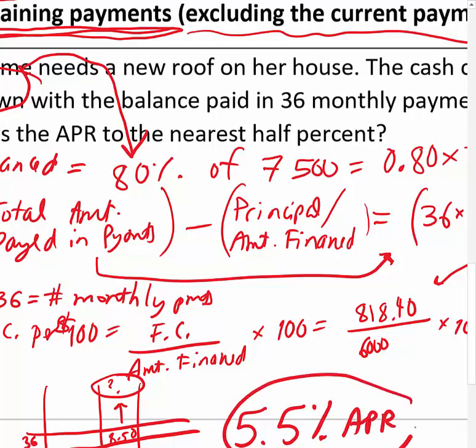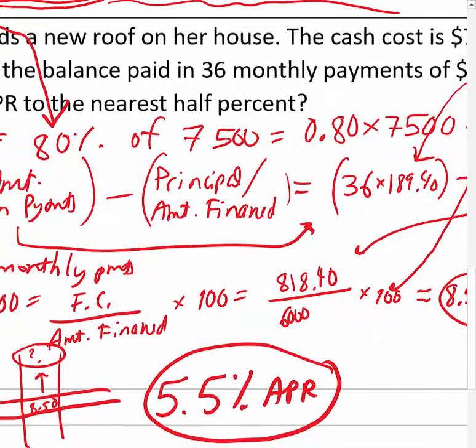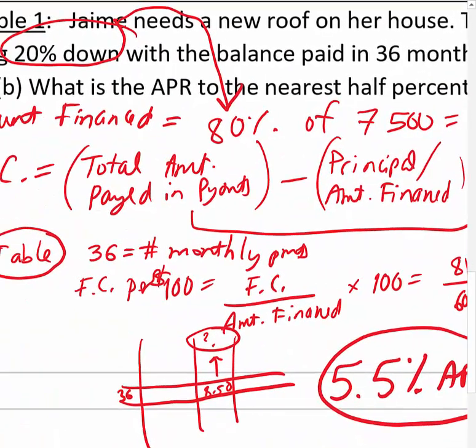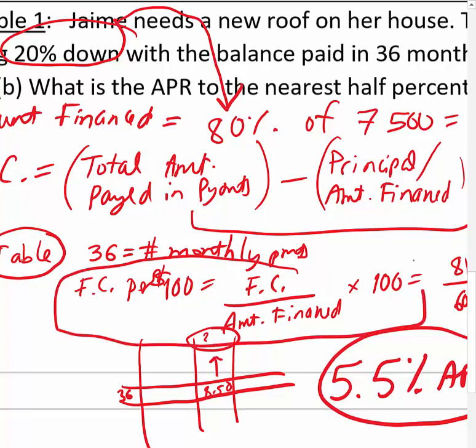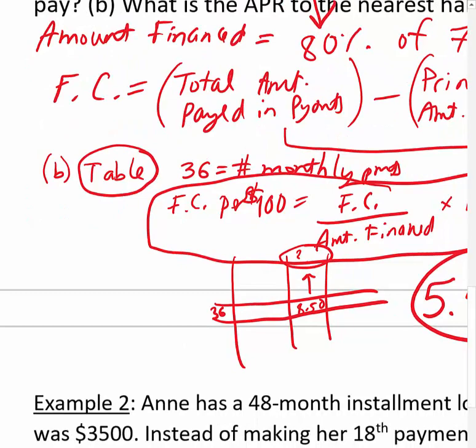So be careful. I think it's confusing because you can find the finance charge like we did in Part A, but that finance charge might not be in the table. You have to find, like we said here, the finance charge per $100. So it's this little formula to actually use the table.